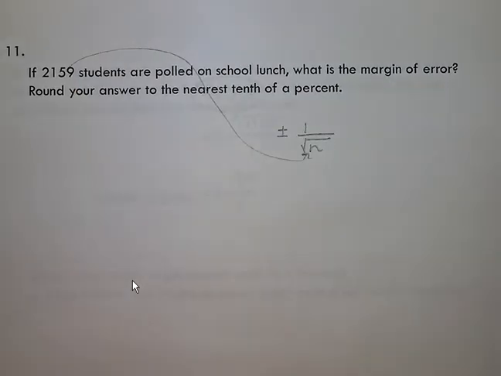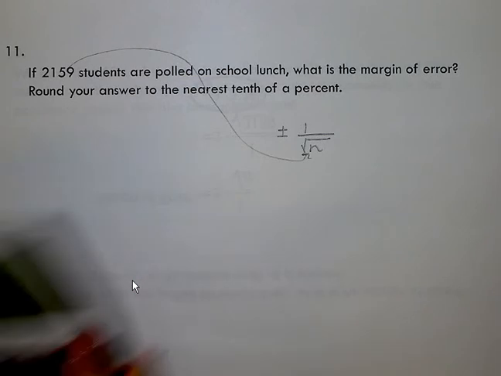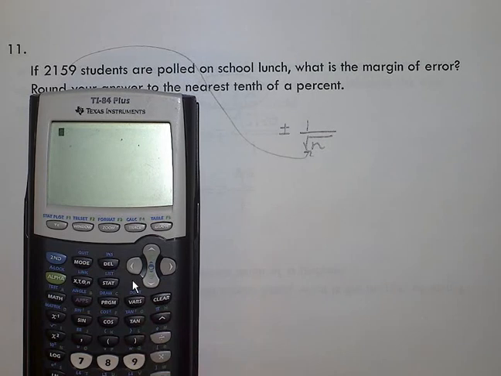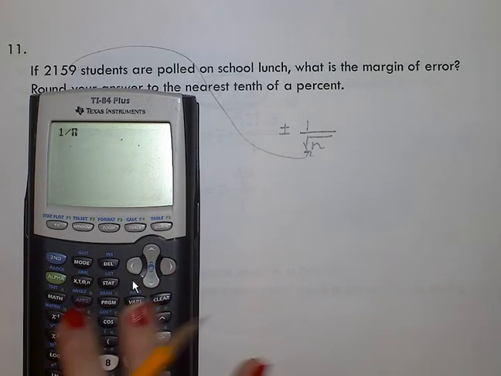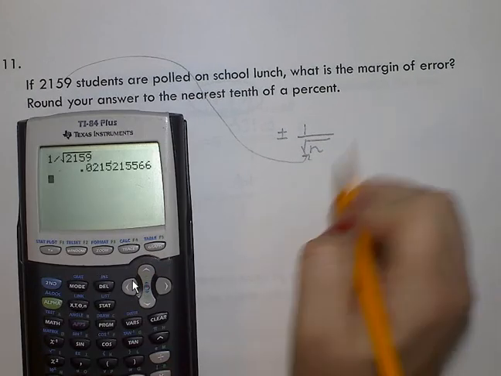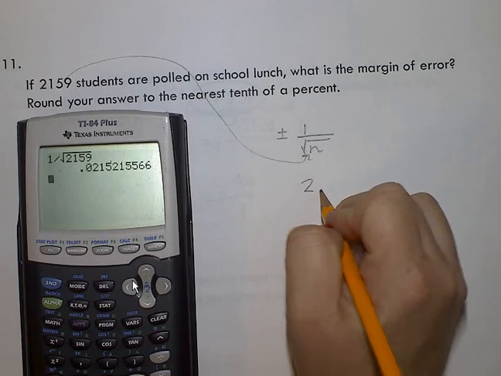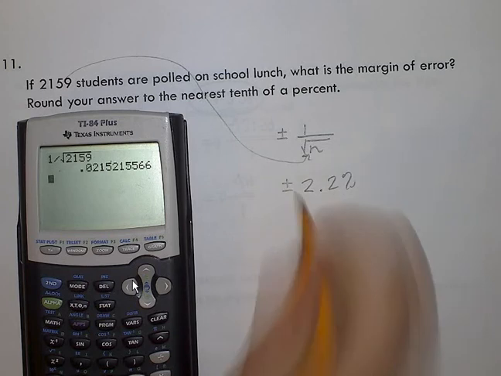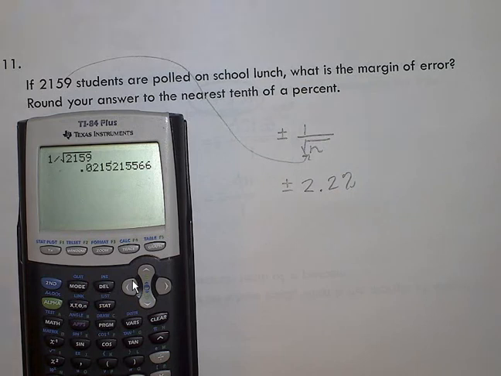If 2,159 students are polled on school lunch, what is the margin of error? Round your answer to the nearest tenth of a percent. So we can go 1 divided by the square root of 2159 and round it to the nearest tenth of a percent, which would make this 2.2% with a plus or minus in front. Note that is a formula you have to have memorized for your test on Friday.